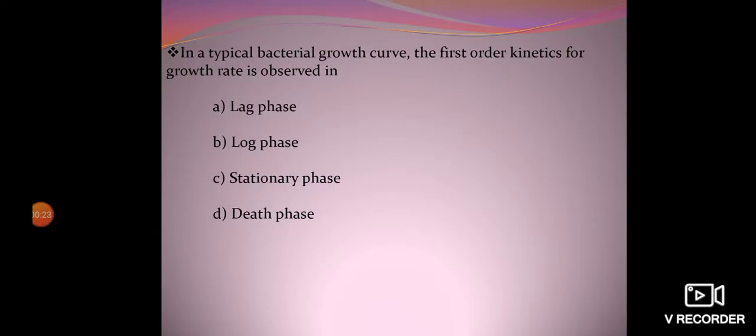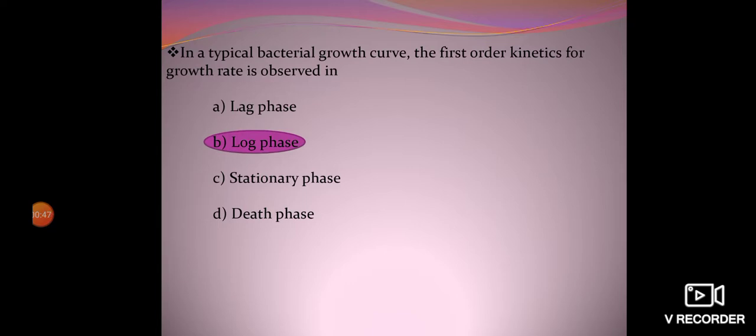Question is, in a typical bacterial growth curve, the first order kinetics for growth rate is observed in: option lag phase, log phase, stationary phase, death phase. Correct answer is log phase. That means in a typical bacterial growth curve, in log phase, first order kinetics for growth rate is observed.